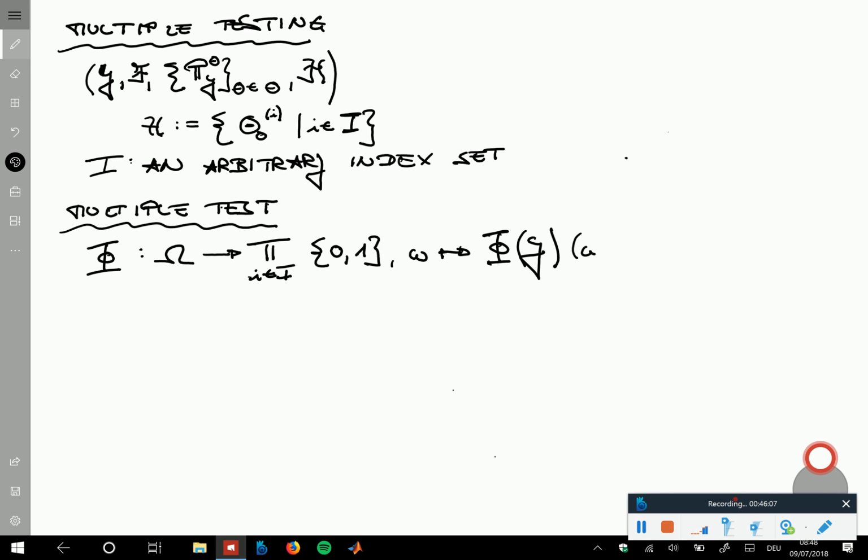What you do is that you apply these single tests to the data, and you apply actually one single test for each null hypothesis. So I'm just taking the Cartesian product here. If you have a finite number of null hypotheses, you could also, of course, take {0, 1} to the power of n instead of having something infinitely large.